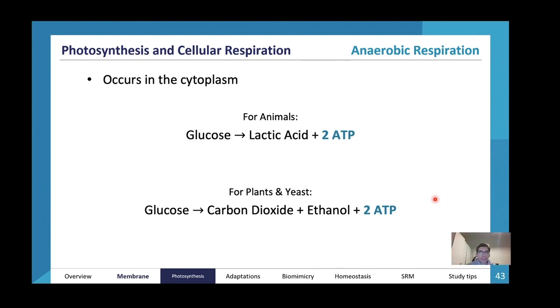So let's start with anaerobic respiration. It occurs in the cytoplasm, where glucose is broken down into lactic acid and 2 ATP molecules. During anaerobic respiration, for animals, glucose will be broken down into lactic acid and 2 ATP molecules. For plants and yeast, it will be broken down into carbon dioxide and ethanol, and it will produce 2 ATP. So again, in animals or mammals, it will be broken down into lactic acid and 2 ATP, whereas for plants, it will be broken down into carbon dioxide, ethanol, and 2 ATP. You can think about the fermentation of yeast, right?